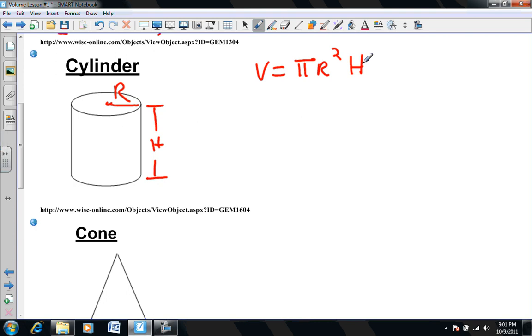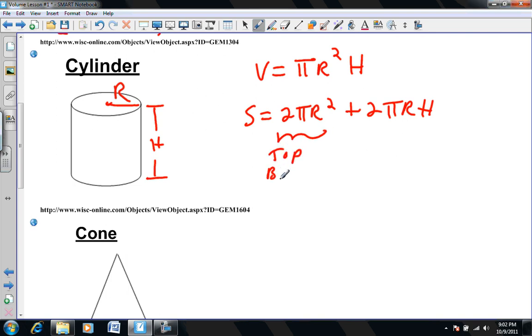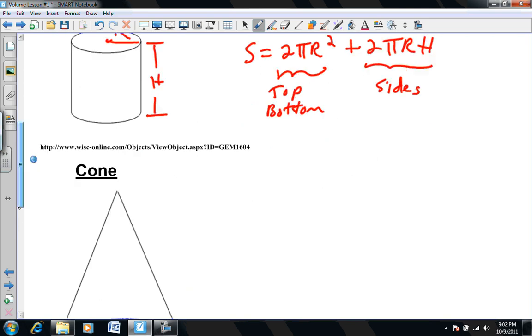If you want to know how many squares it takes to cover the cylinder, you use the formula 2 pi r squared plus 2 pi rh. As it turns out, the 2 pi r squared tells you the area of the top and the bottom of the cylinder, and the 2 pi rh tells you the area of the sides of the cylinder. All right, let's move on to our cone.